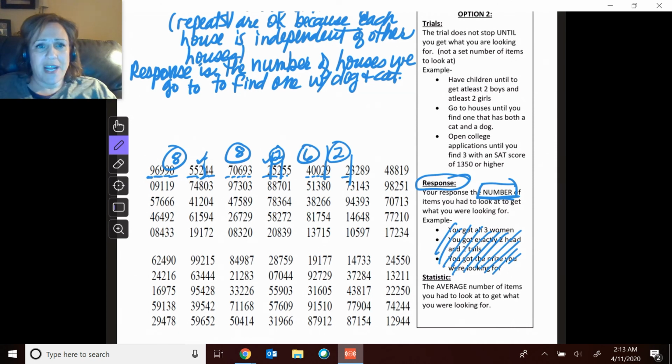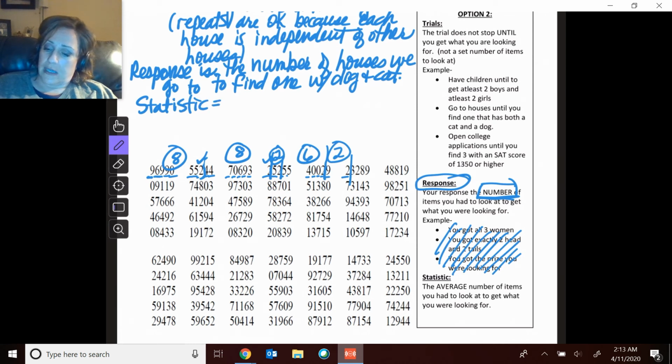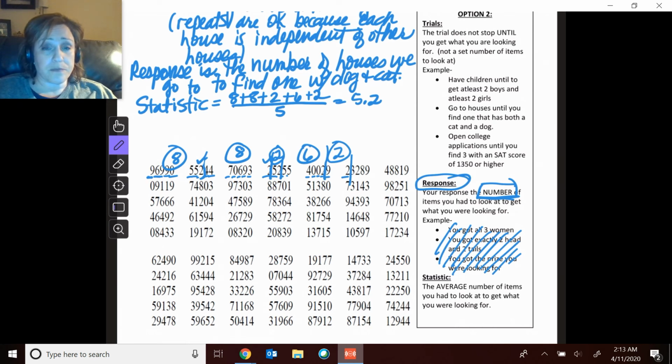All right, so there's what I got, and so there's my responses, and so now I'm going to average those, and that will be my statistic. So I'm going to write that by going my 8 plus 8 plus 2 plus 6 plus 2 divided by my 5 trials is 5.2. Can we go to 5.2 houses? And that answer is no. We cannot go to 5.2 houses.